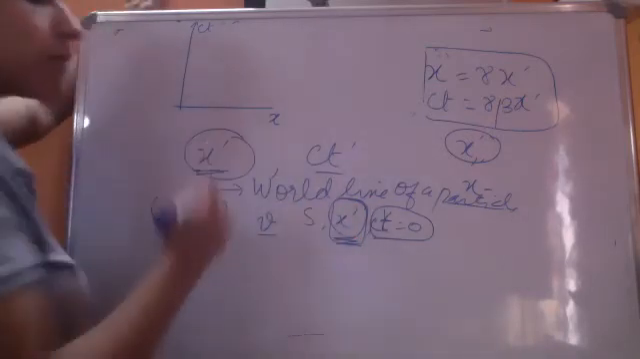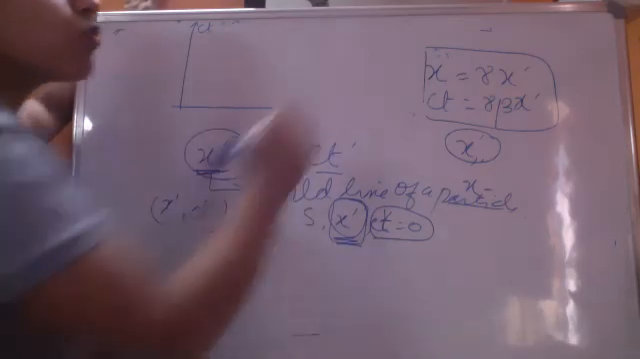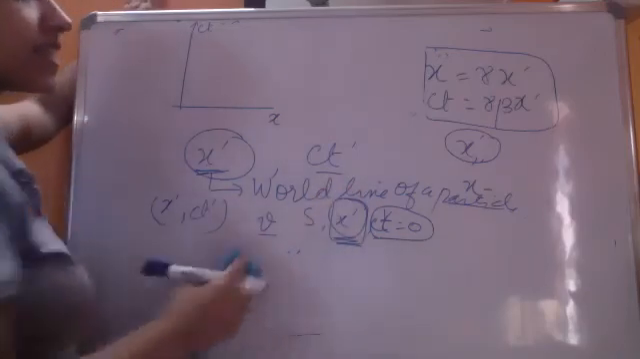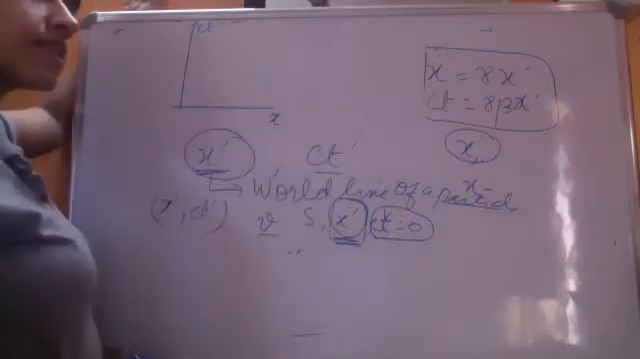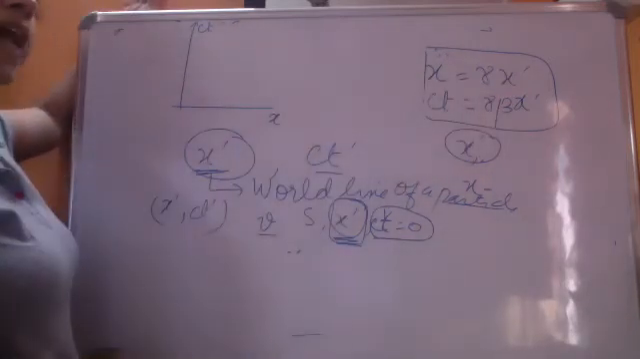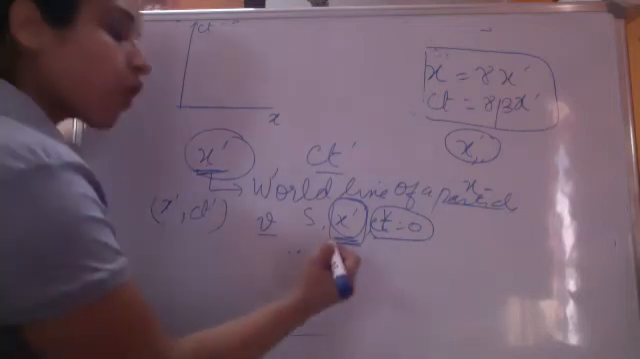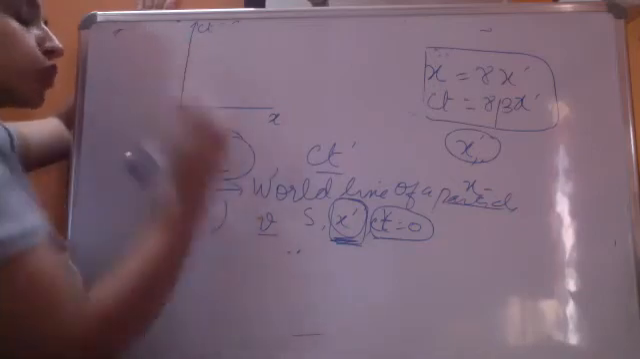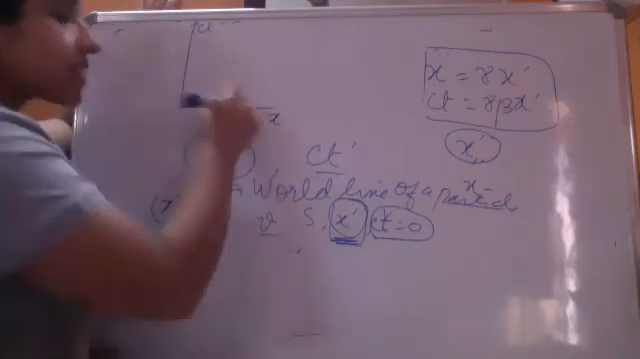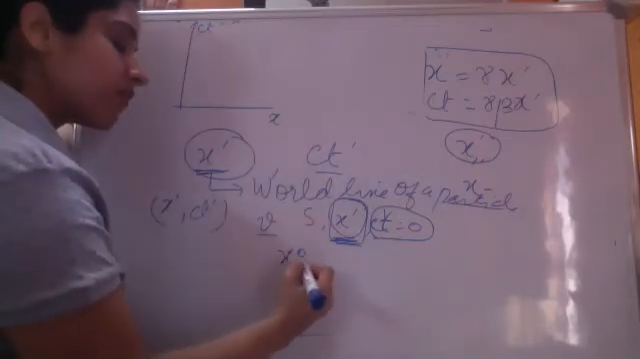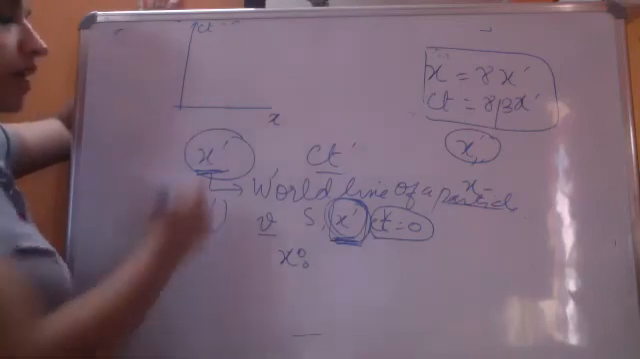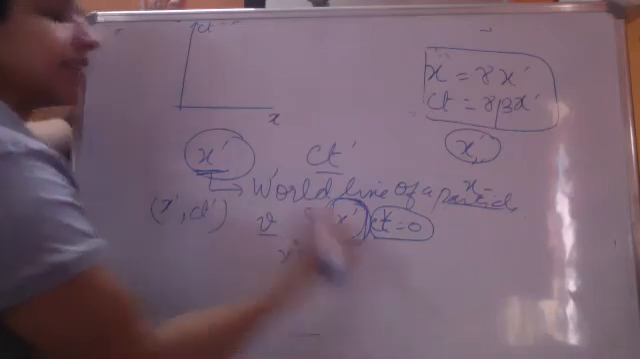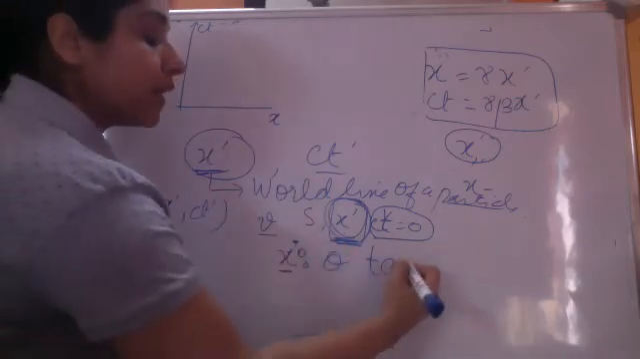Now, if x prime represents the world line of this particle, what would that mean in terms of x and ct? That would mean that x is some gamma times x prime and ct is some gamma beta times x prime. And what would be the angle that this x prime would make with respect to x and ct? So let's say first I'm trying to measure the angle that this x prime is going to make with respect to the x-axis, and I call that angle theta. Now, what would be that angle theta?